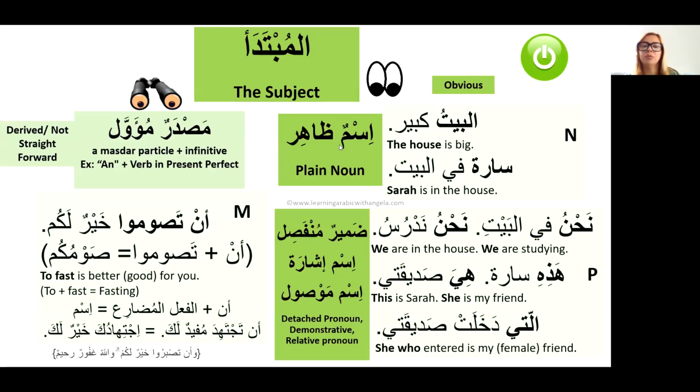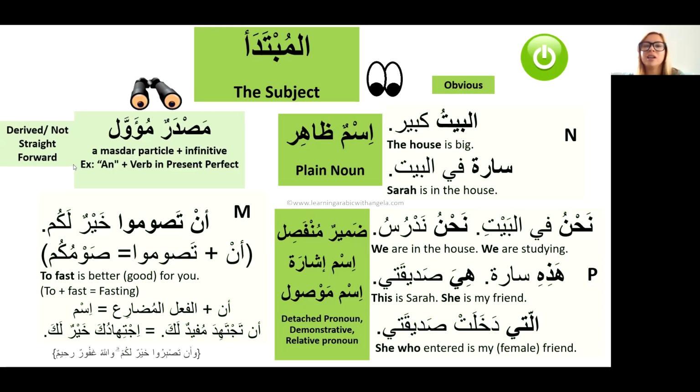Okay, so المبتدأ can be a plain noun, اسم ظاهر, something that you can see and it's obvious. البيت كبير. سارة في البيت. So سارة, البيت, you can see them. It can be as we said, a pronoun, ضمير منفصل, like a detached pronoun, like نحن في البيت, نحن ندرس. It could be اسم إشارة, a demonstrative, like هذه سارة, and over here a pronoun here, صديقتي, she's my friend. It could be a relative pronoun, اسم موصول, so التي دخلت صديقتي. So she who entered is my friend, my female friend.